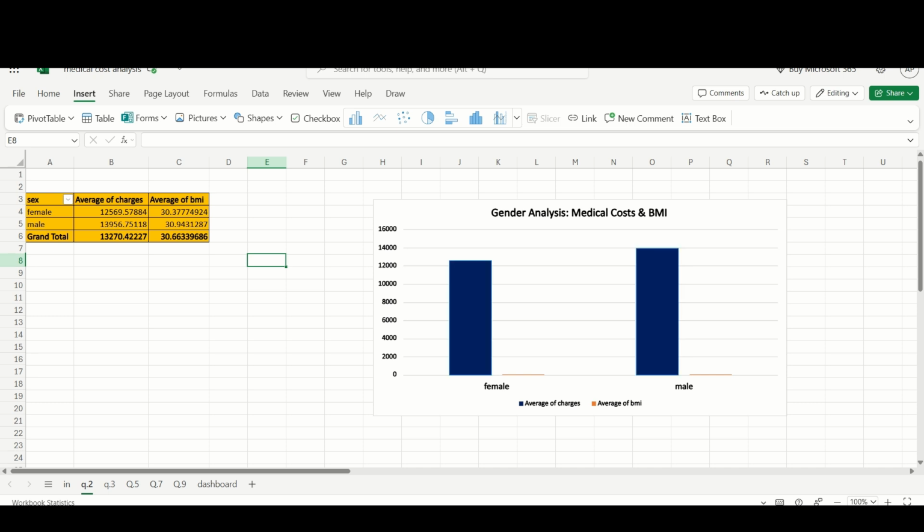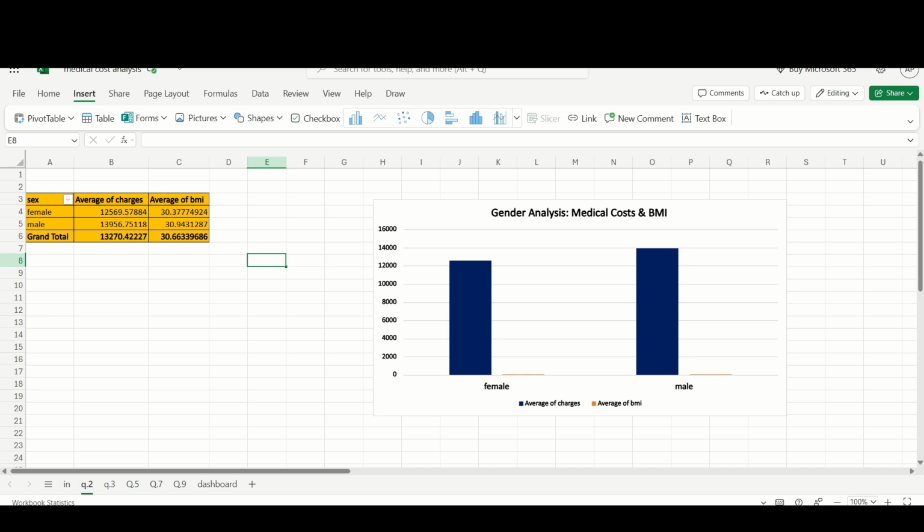Also, I have used a pivot chart. You can see it is a clustered column chart and the male bar is higher than the female bar. It indicates that male is having higher medical charges than female. Now, it interprets that higher BMI is equal to higher medical cost. The slight increase in BMI among males is likely contributing to their higher medical charges. So the preventive measures we can take, like weight control, regular checkups and a healthy lifestyle, can help reduce overall expenses for both genders.